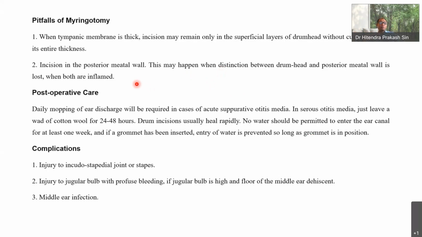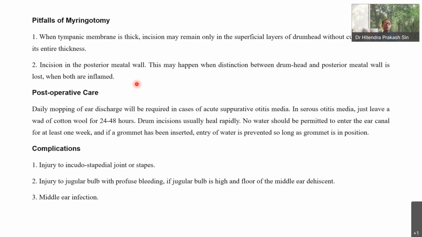So these are the things which you should avoid, and you should look properly for the tympanic membrane. If you are not able to suck anything, make sure that the incision is deep enough to cut the entire tympanic membrane.